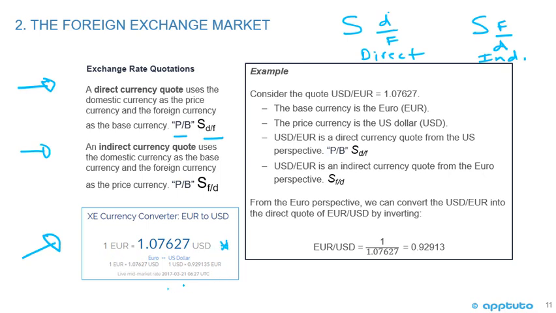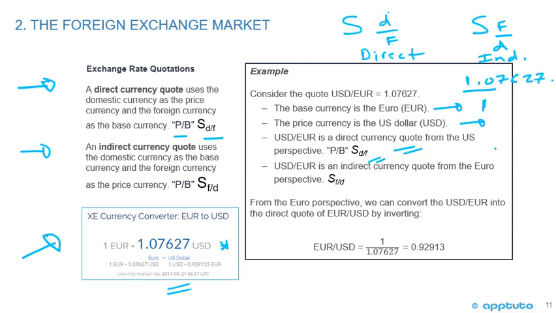This was just a quote from the other day. So I'm showing here, consider the quote US dollar over euro. Remember, we're going to make the denominator always 1. In this case, the numerator is 1.07627. That means 1 euro is going to buy me 1.07627 US dollars. Okay? So the base currency is the euro. That equals the 1. The base is always 1. And the price currency is the US dollar. So the US dollar over euro is a direct currency quote from the US perspective.